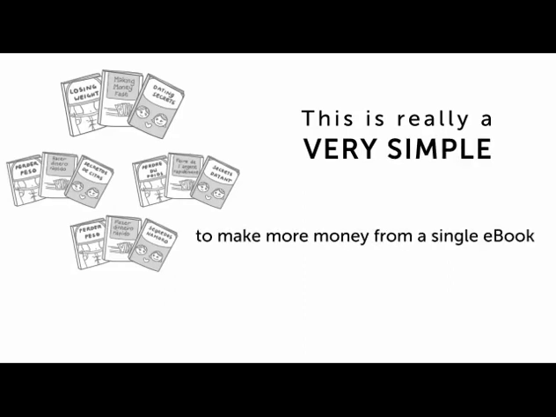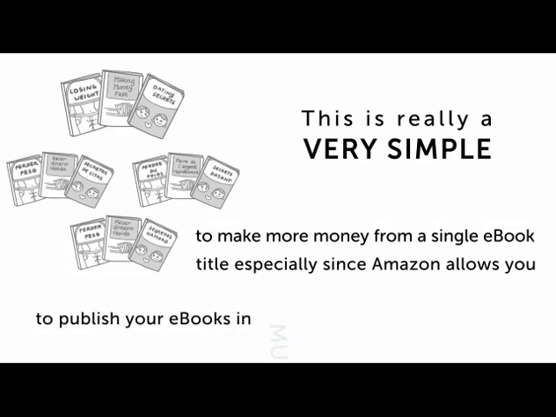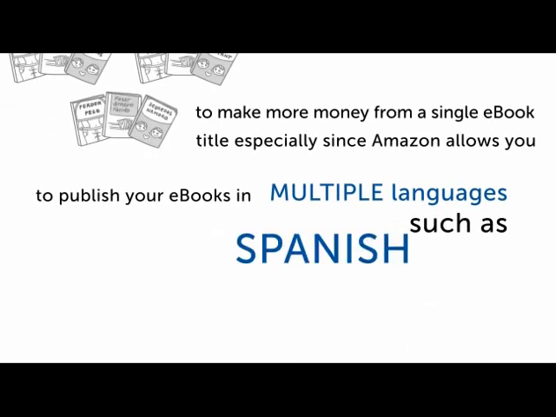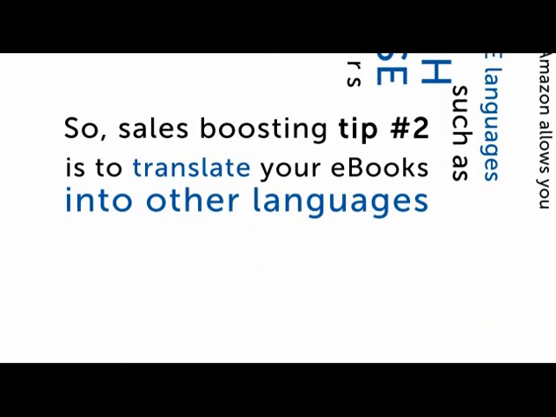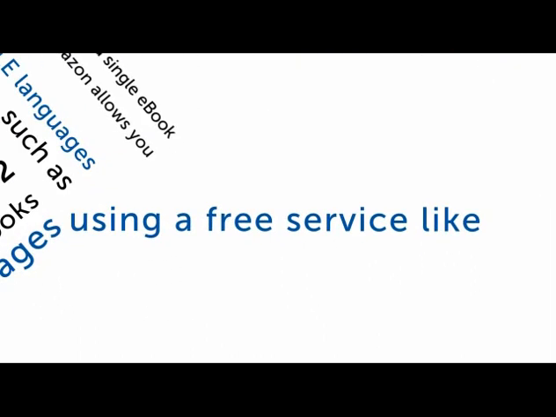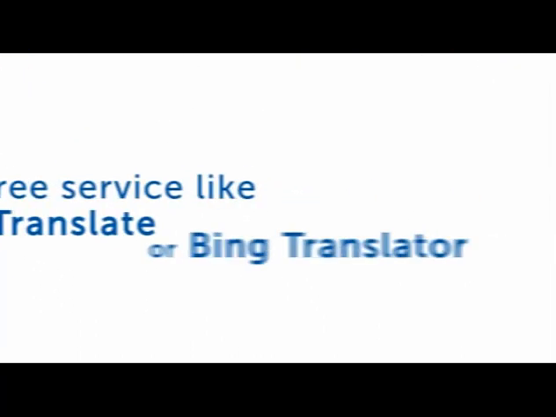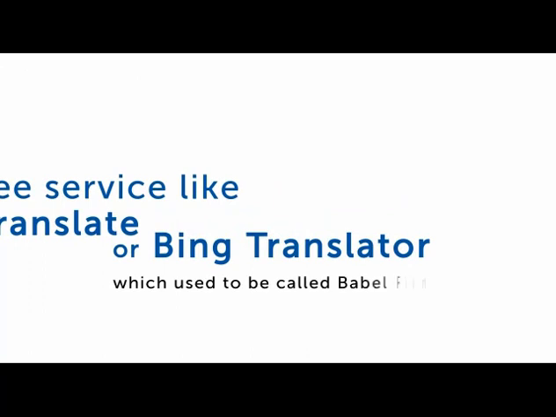This is really a very simple way to make more money from a single ebook title, especially since Amazon allows you to publish your ebooks in multiple languages, such as Spanish, Portuguese, and others. So sales boosting tip number two is to translate your ebooks into other languages using a free service like Google Translate or Bing Translator, which used to be called Babelfish.